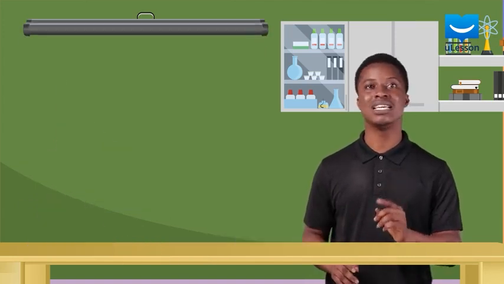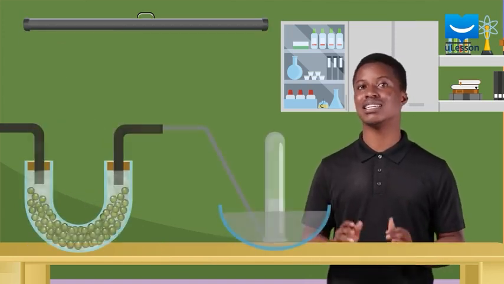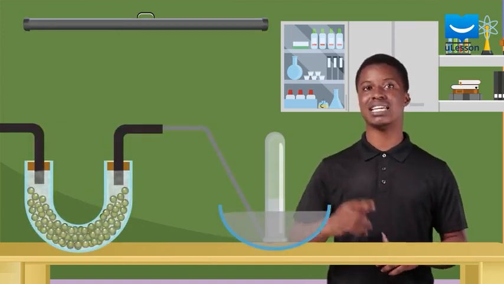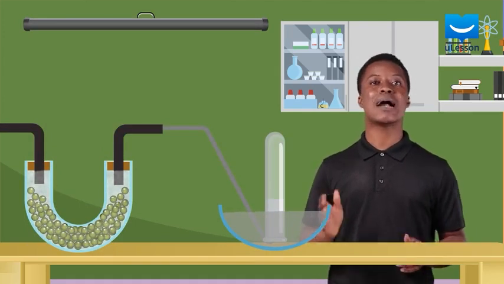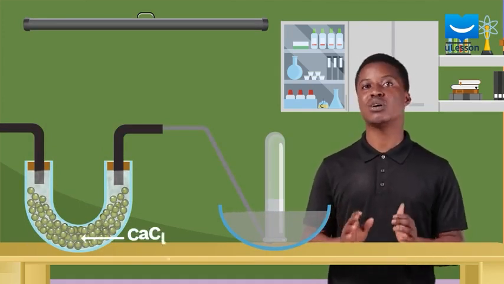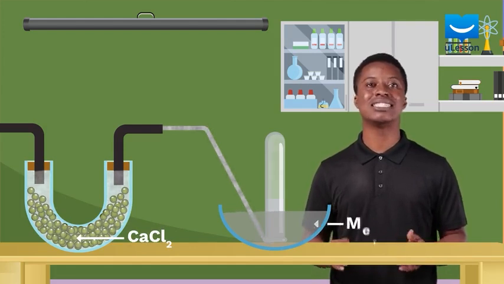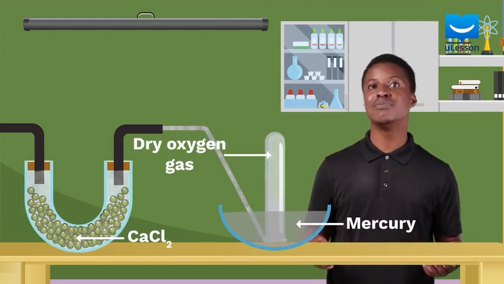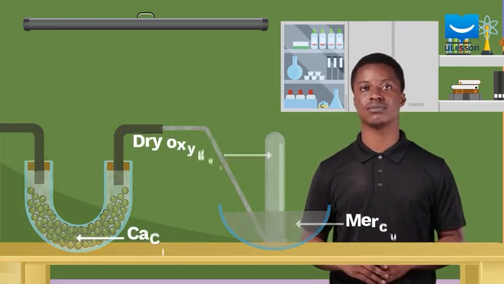Note that the gas obtained in both cases contains water as an impurity, so it must be dried. The gas is dried by passing the wet gas through calcium chloride and then collecting it over mercury, since liquid mercury does not dissolve oxygen.